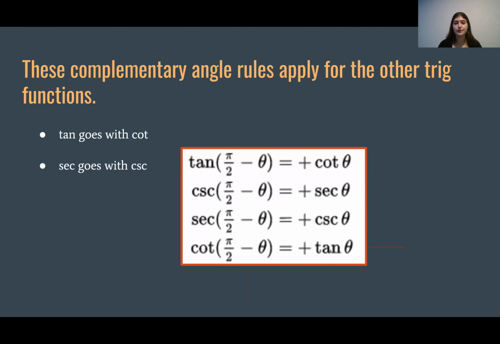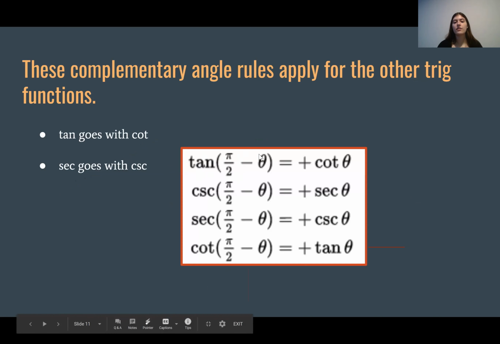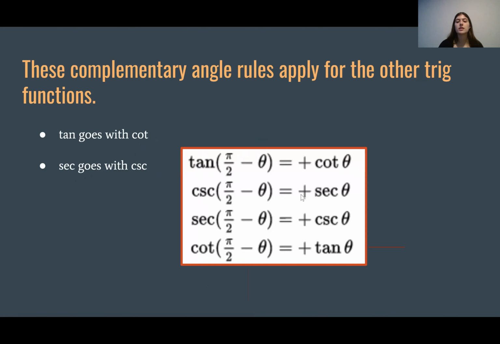Now, these rules actually apply to the other trig functions. So tangent goes with cotangent, secant goes with cosecant. These aren't very common ones to use. They're not very common in general. I guess none of trig is, but whatever, that's beyond the point. So notice that tangent of the complementary angle is equal to cotangent of the angle. Cosecant of the complementary angle is equal to secant of that angle. And that applies for the rest of the 4 trig functions. So just take a second, write these down, pause me if you have to, but I'm going to keep going.